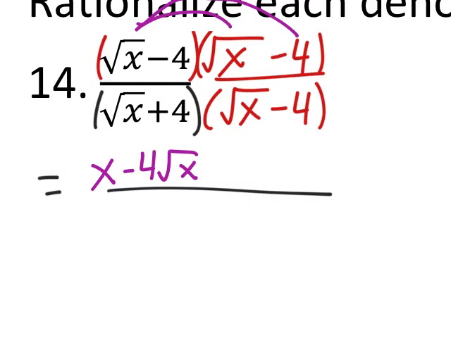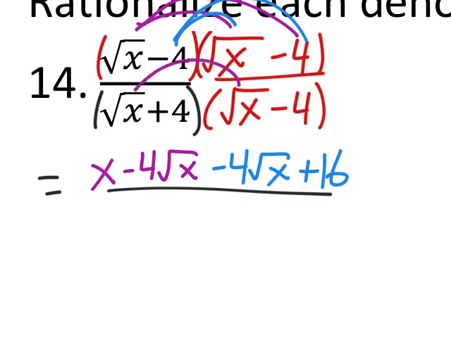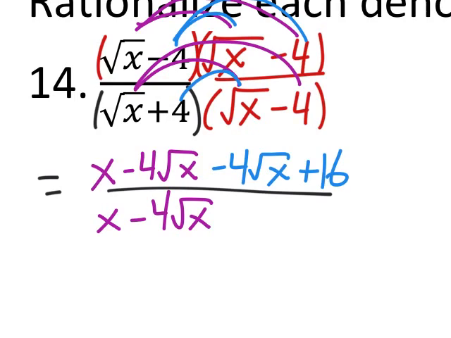And then we'll do negative 4 times the square root of x is negative 4 square root of x. Negative 4 times negative 4 is a positive 16. We'll do the same thing in the denominator rather. Square root of x times the square root of x, x. Square root of x times negative 4 square root of x. 4 times the square root of x, positive 4 square root of x. 4 times negative 4, negative 16.